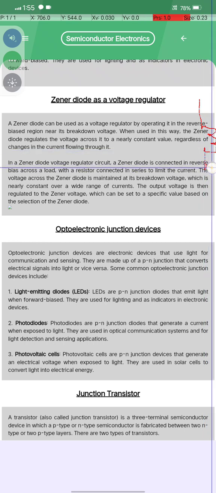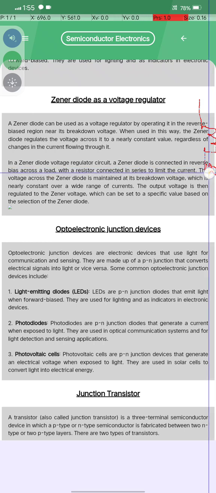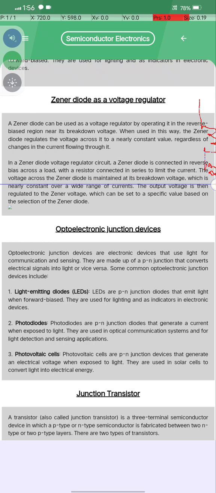In the Zener diode voltage regulator circuit, the Zener diode is connected in reverse bias across a load, with a resistor connected in series to limit the current. The voltage across the Zener diode is maintained at the breakdown voltage, which is nearly constant over a wide range of current, and the output voltage is then regulated at the Zener voltage, which can be set to a specific value based on the selection of the Zener diode.